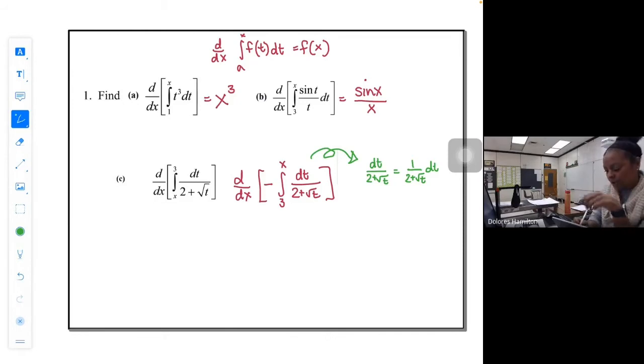Now what am I going to do? Everywhere I have a t in my function, I'm going to replace it with x. So our solution would look like so. Now, they are not all packaged in this way. So here's our next question.